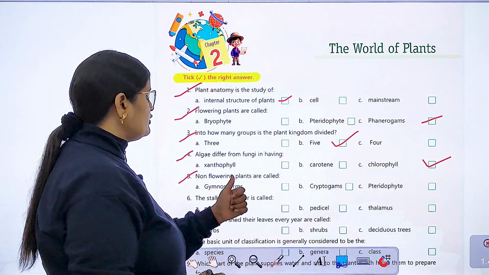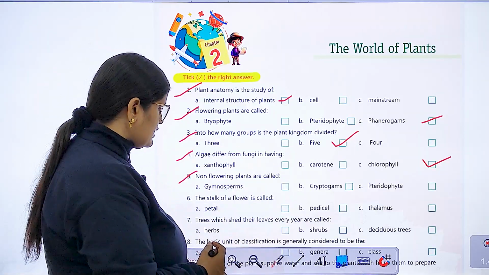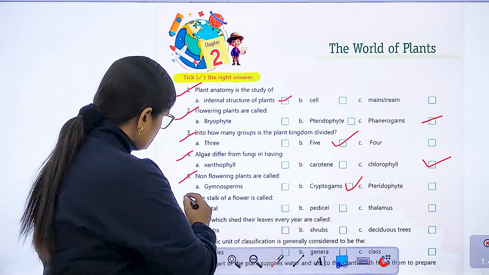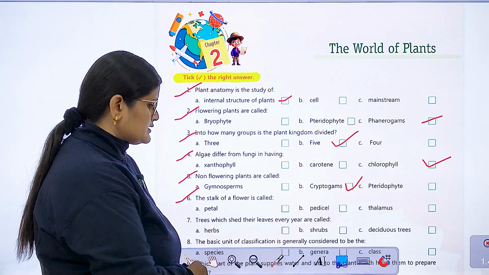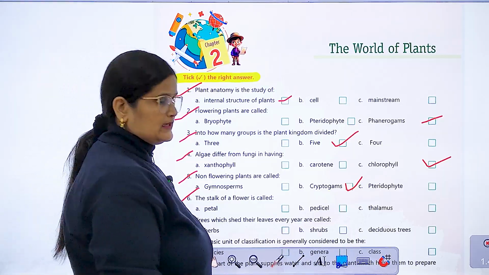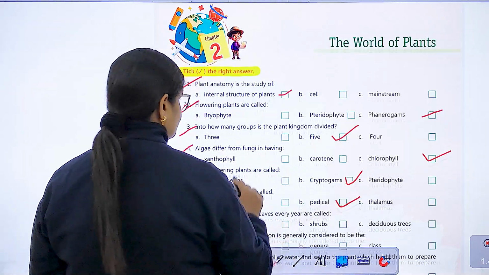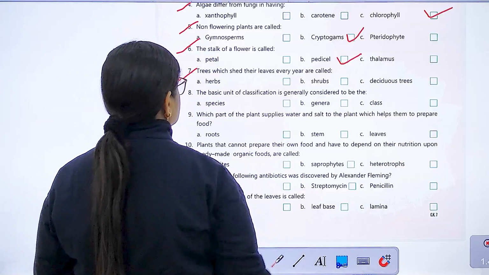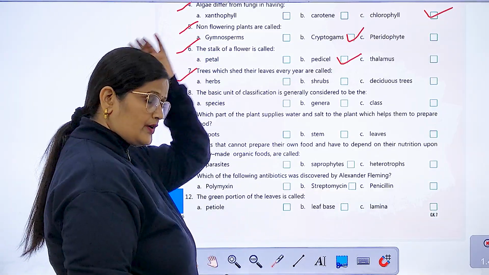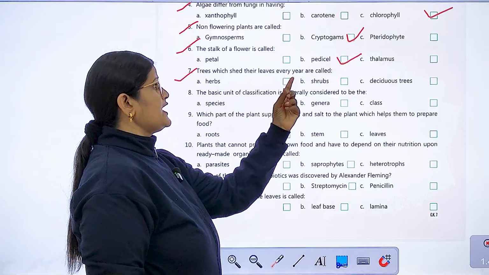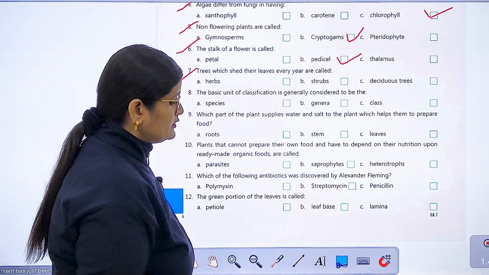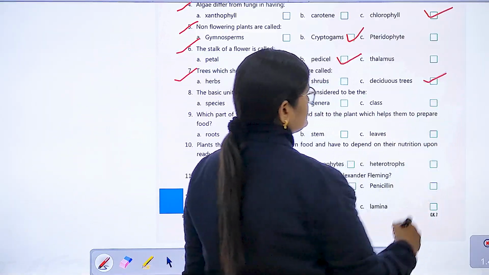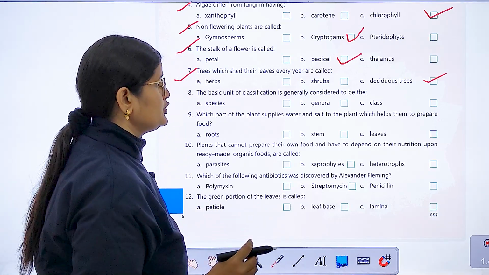Number 5, non-flowering plants are option B, cryptogams. 6, the stalk of a flower is called pedicel. Option B. Number 7, trees which shed their leaves every year are called deciduous trees. Option C. Okay, deciduous tree.